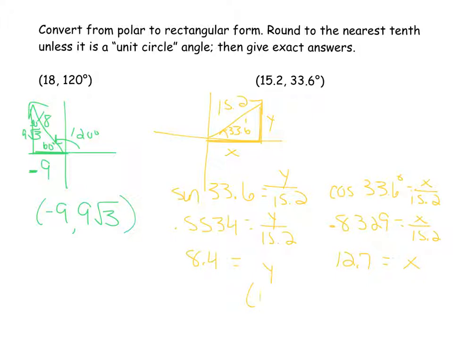So my rectangular coordinates here are my x-coordinate, 12.7, and 8.4. So this says rectangular coordinates, I'd go over 12.7 and up 8.4, and that would also describe this vector.